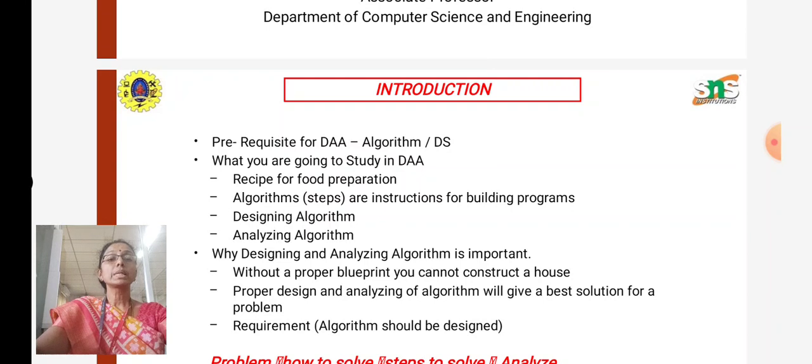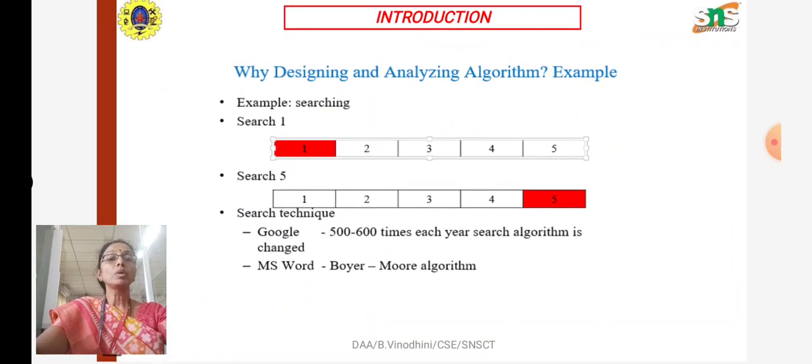Why are we going to study DAA? Algorithm is a very important concept. It is a set of instructions for building or solving any program. So we have to design the algorithm, and also we have to analyze how it works. Without analyzing, we cannot perform a particular task in an efficient way. So design and analysis is a very important concept. For example, consider the searching techniques.